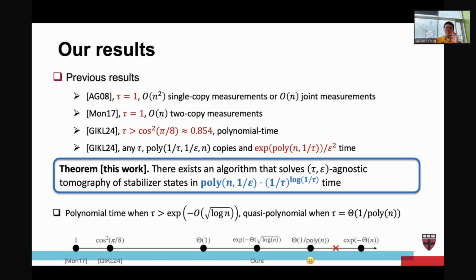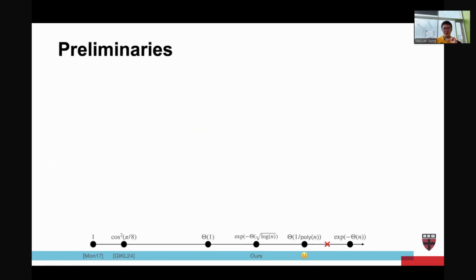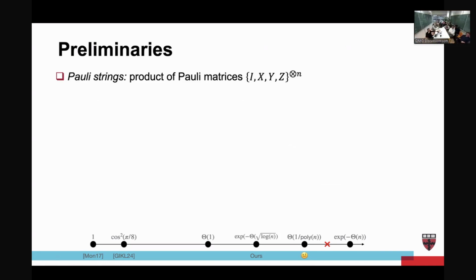Okay, we are going to talk about some details on proving this theorem. Before talking about some details, I will have to introduce some math. I know it's boring, but I'll introduce some.